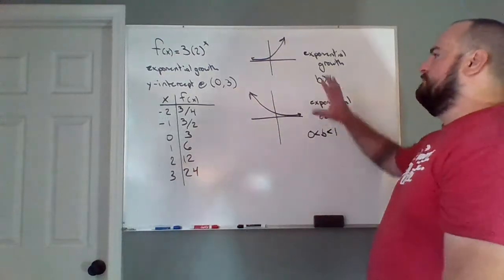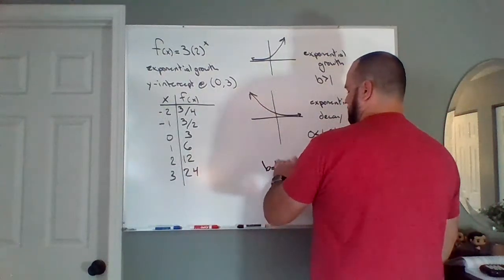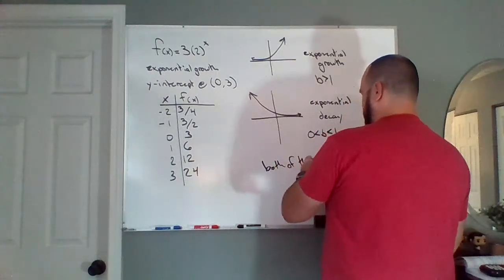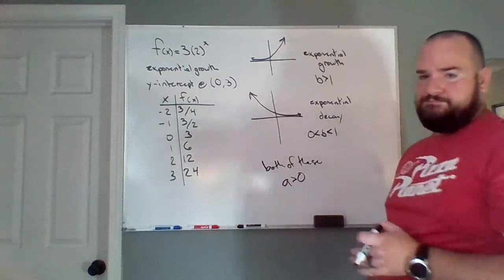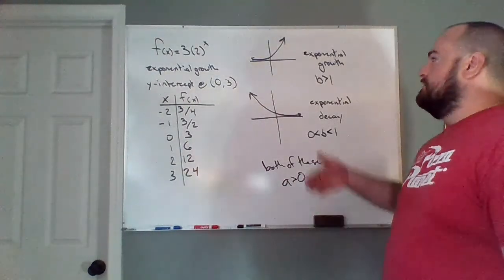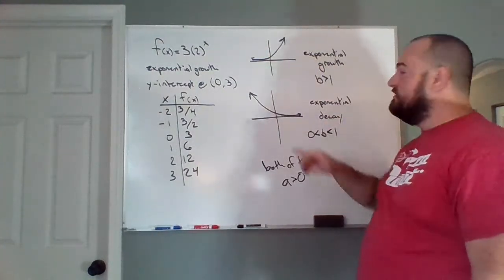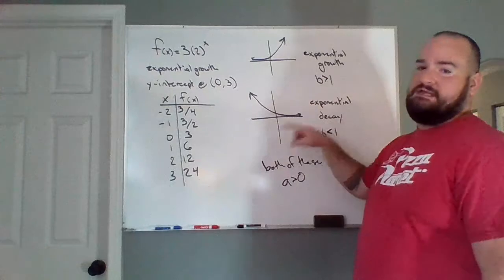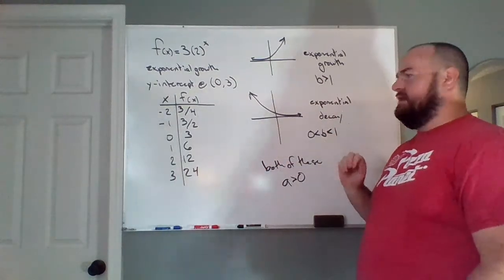Now, there's one thing for both of these. For both of these, a is greater than 0. Now, that's not a requirement of our function. A can be negative, that's fine. What that would just do is kind of flip our functions over. And so if a was negative, it would look like that. And if here a was negative, it would look like this. And so it kind of messes things up.